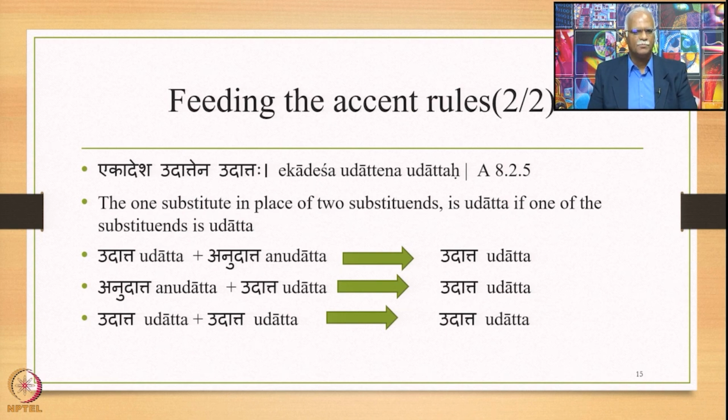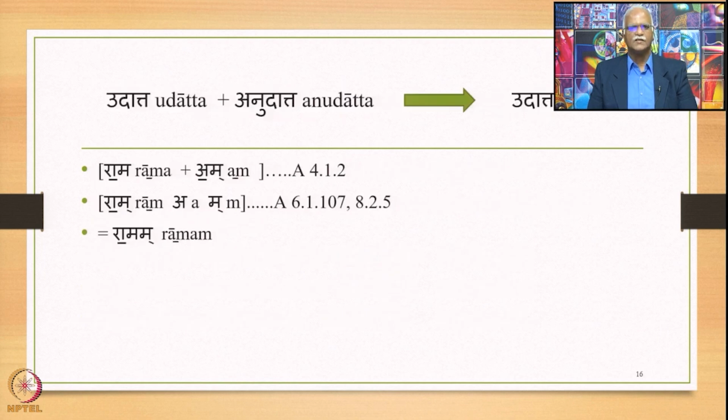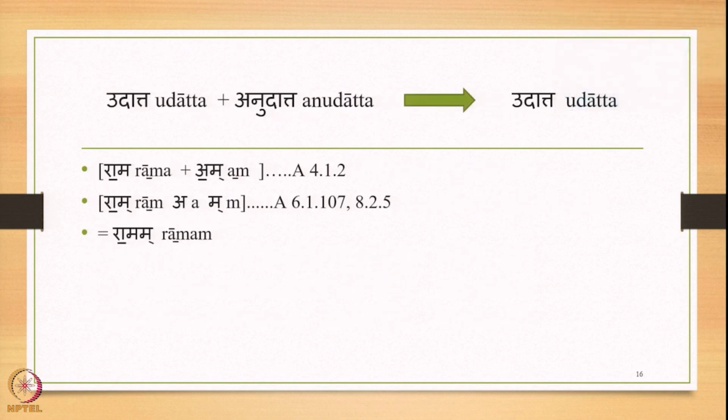So we have Udatta plus Anudatta as the input, and the output is Udatta, or Anudatta plus Udatta and the output is Udatta. And the third option is Udatta plus Udatta and the output is also Udatta vowel. Ekadesha Udattena Udattaha. Let us take the examples of each. So we have Udatta plus Anudatta as input, and 8.2.5 applies, and the output generated is Udatta.